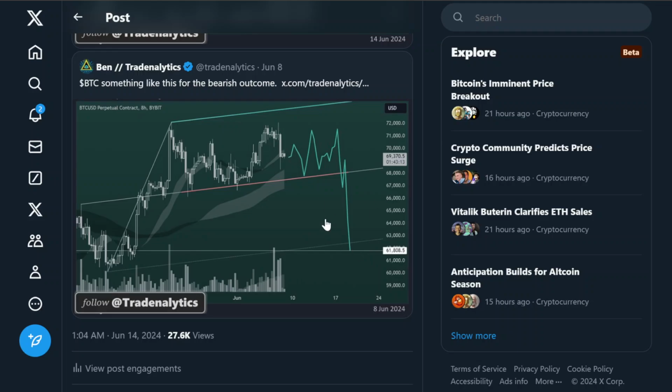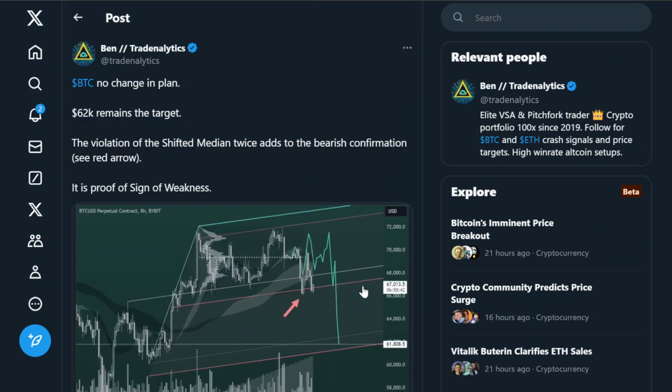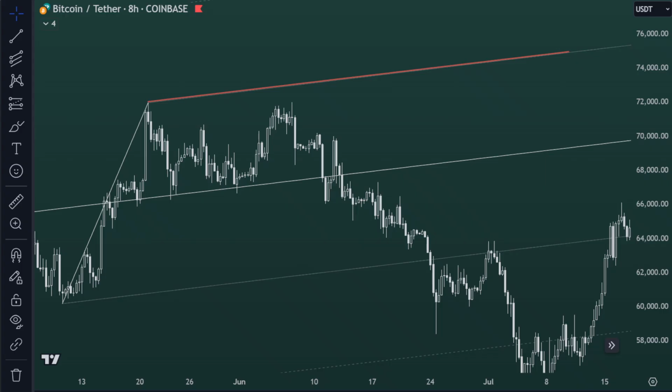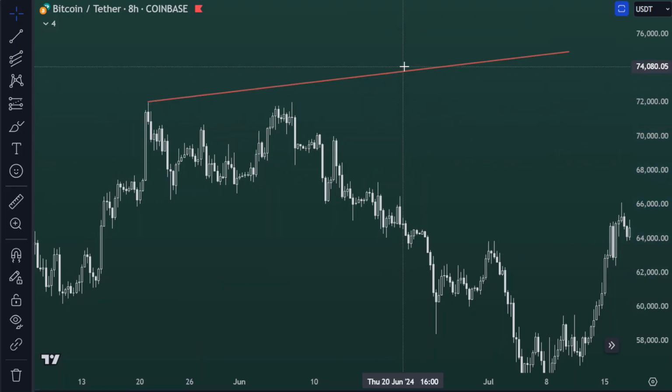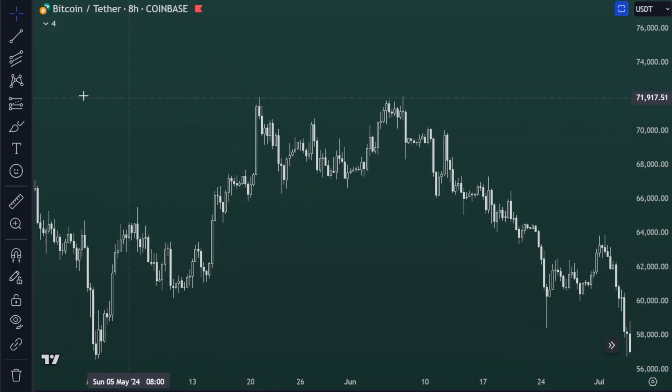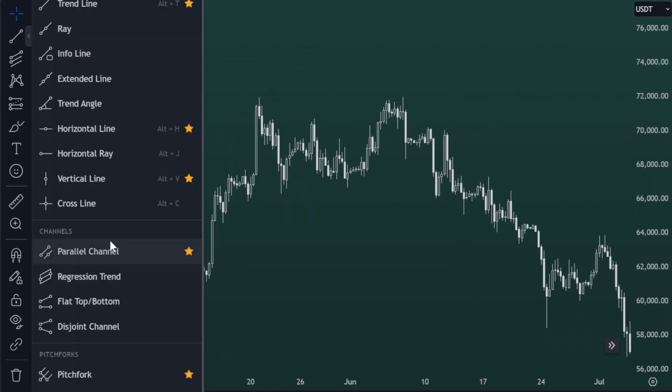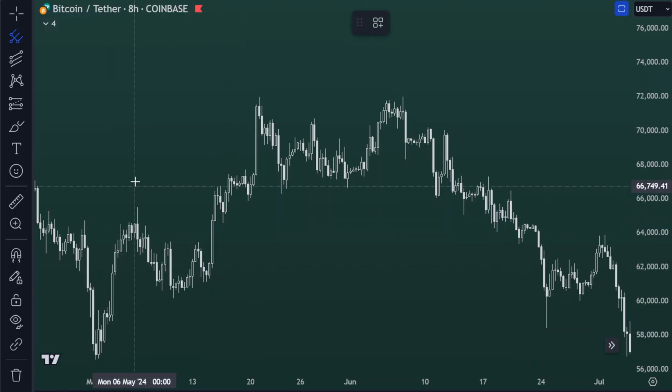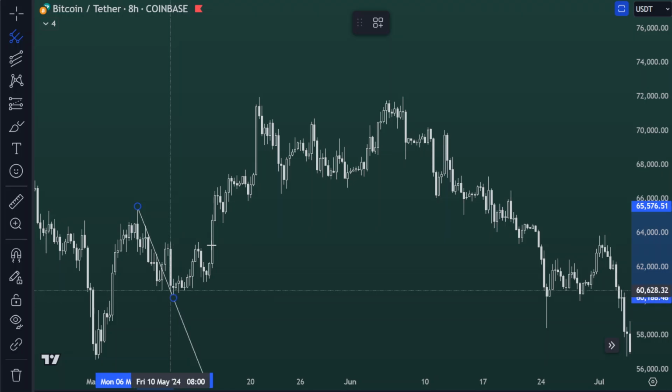Okay, so why did I make that prediction? Let's draw the pitchfork within the chart of Bitcoin here. The pitchfork is a free indicator in TradingView, so you can try this one out. How I drew it was from this A to B to C.